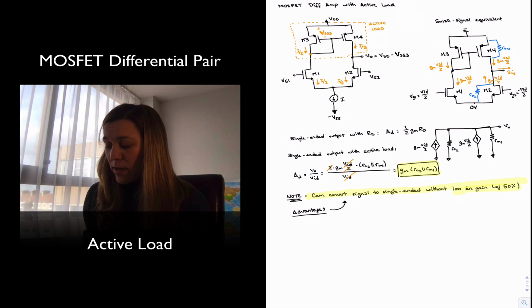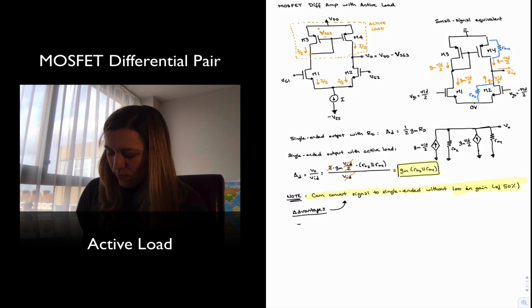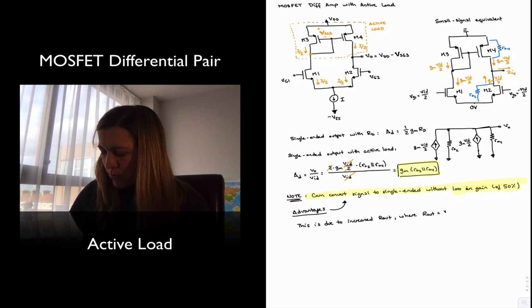And that's just because I have essentially increased my output resistance. My output resistance now is going to be, this is due to increased Rout, where Rout is equal to Rout 2 in parallel with Rout 4. Okay.